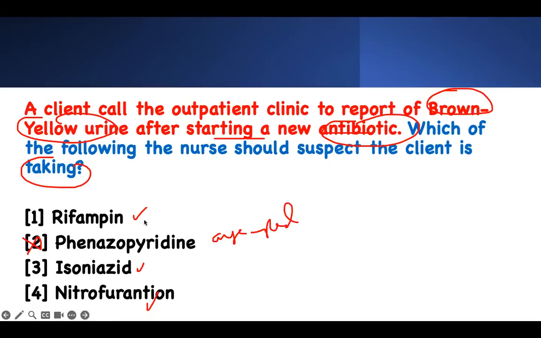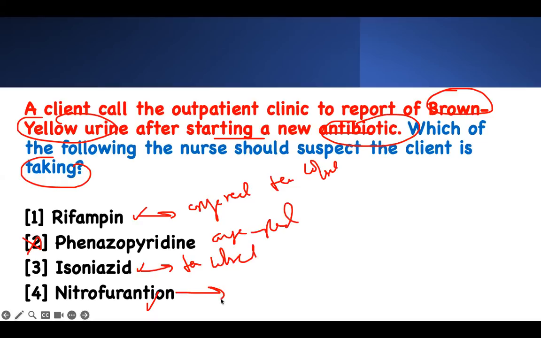Then I go to the first one, rifampin. It turns your urine orange, red when it's normal. When it's bad, it forms tea-colored urine because it affects the kidney. No, the liver, right? So that is a problem. Isoniazid turns your urine tea-colored when it affects the liver. It's a TB medication and it's an antibiotic. The only thing that causes brown, yellow urine is nitrofurantoin, an antibiotic used for UTI.